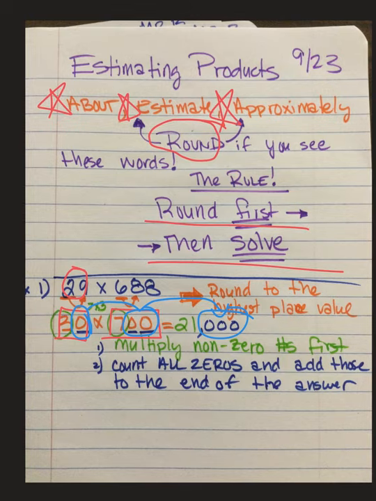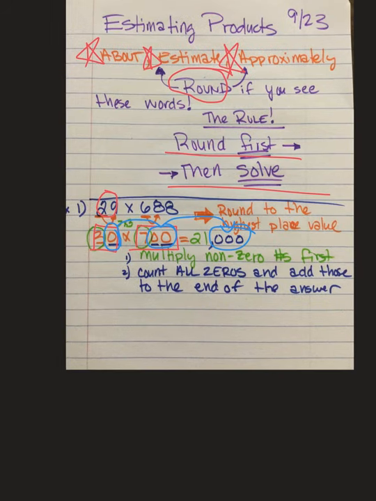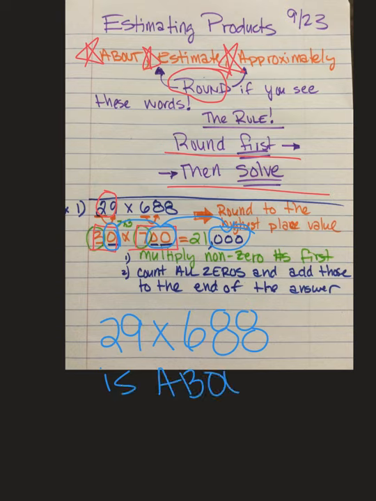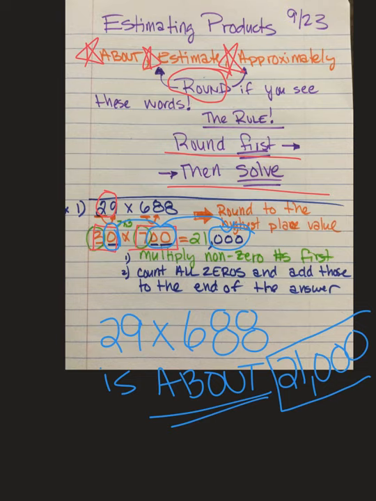And then just real quick, I'm going to shrink this down, and make sure to pause this slide if you need to get the answers here. So I can write this as 29 times 688 is about 21,000. I'm going to box that in.